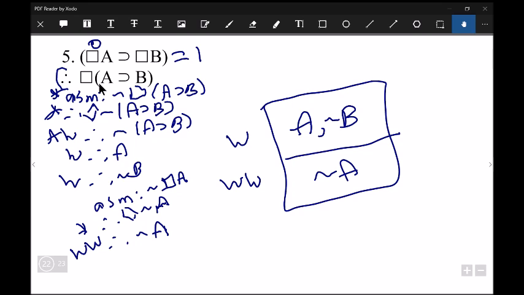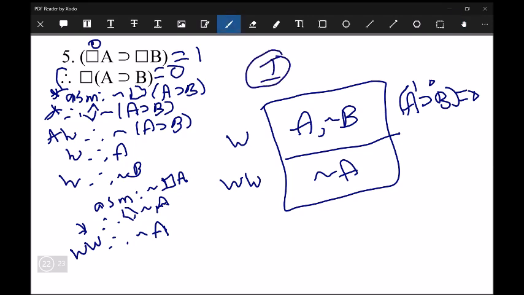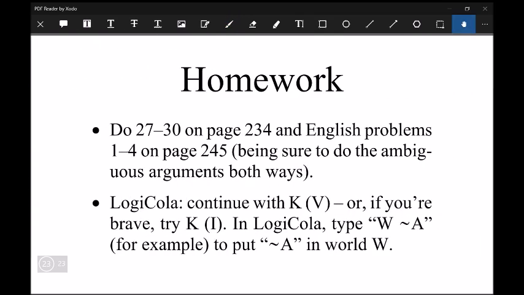And then this line says, in every world, if you have A, then you have B. So if A, then B is true in every world. But it's not true in this first world W. It's true implies false. It's false. So can you have true premises and a false conclusion? Yeah. Under these conditions, that's what you get, and so it is invalid.